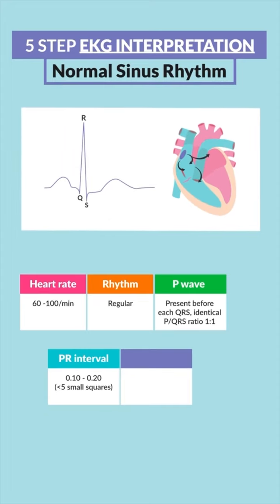And lastly is the QRS, our big ventricular contraction there. So is it present? Is it upright? And is it tight? It should not be wide. It should only be about 3 little tiny boxes, or basically 0.12 of a second.